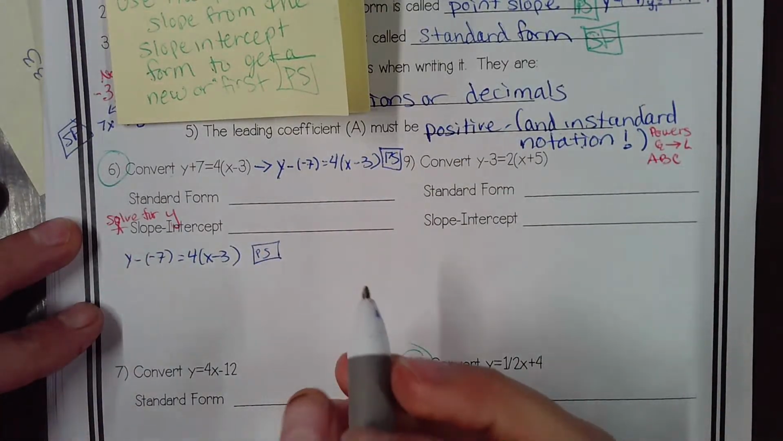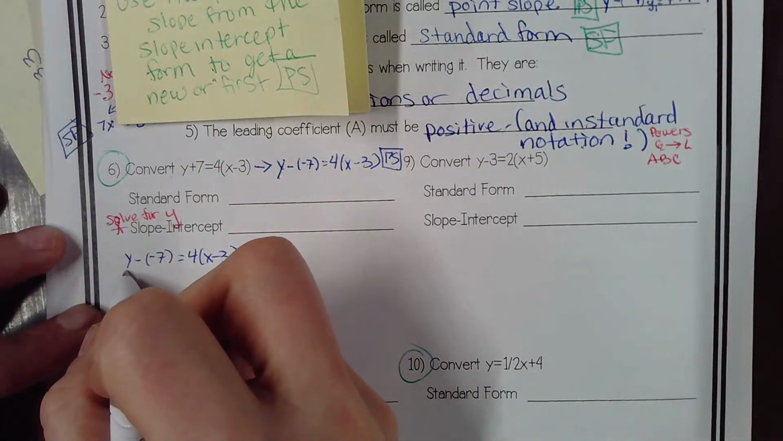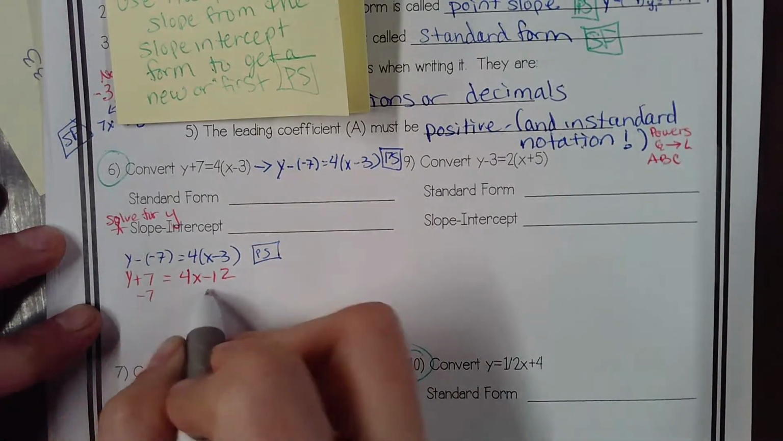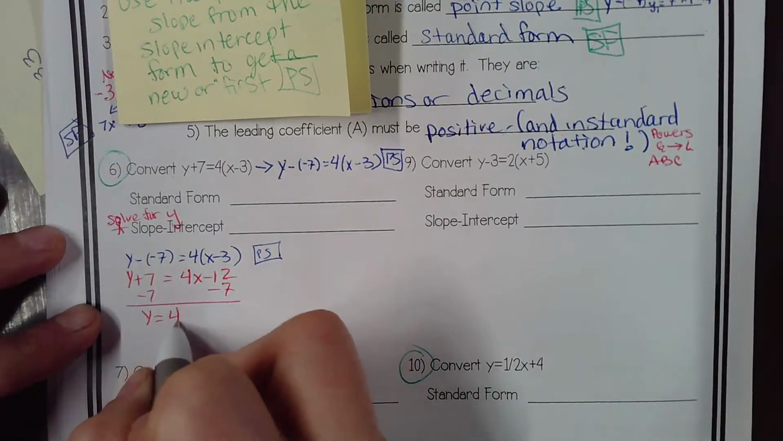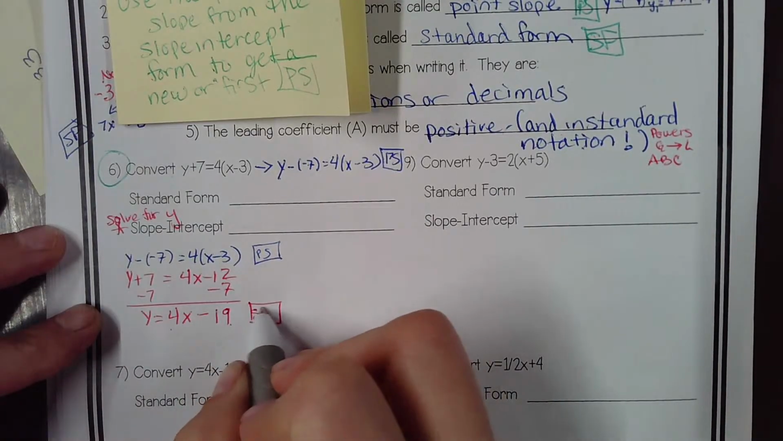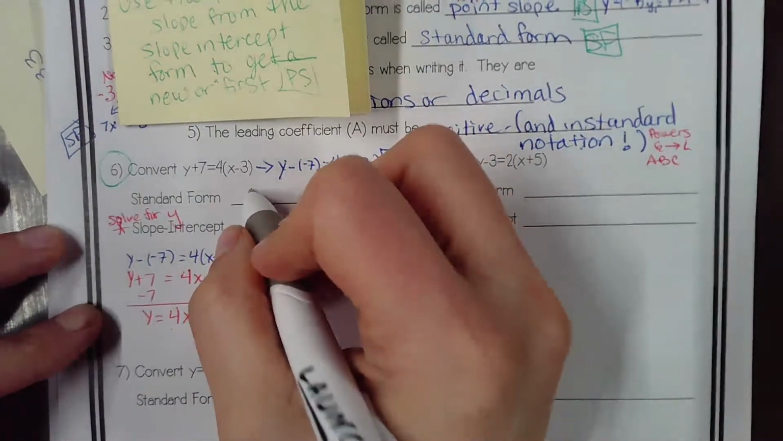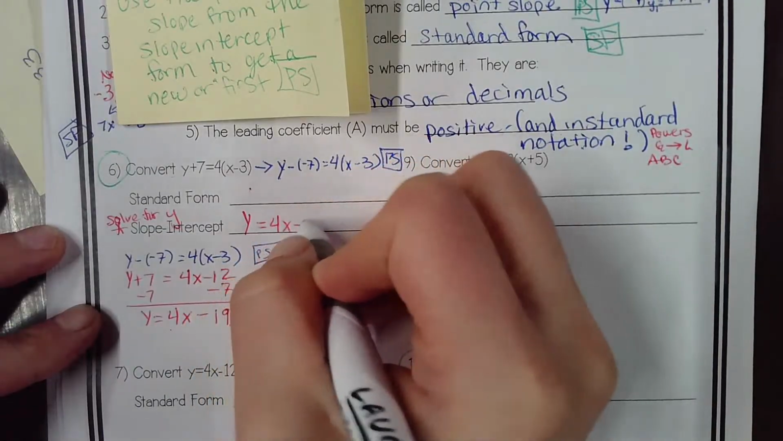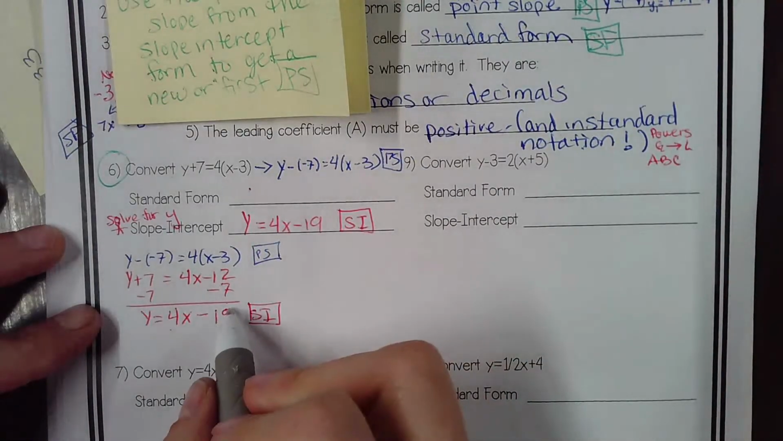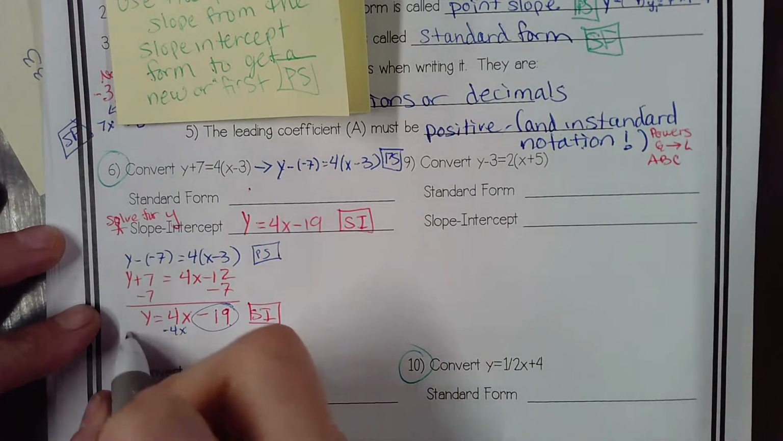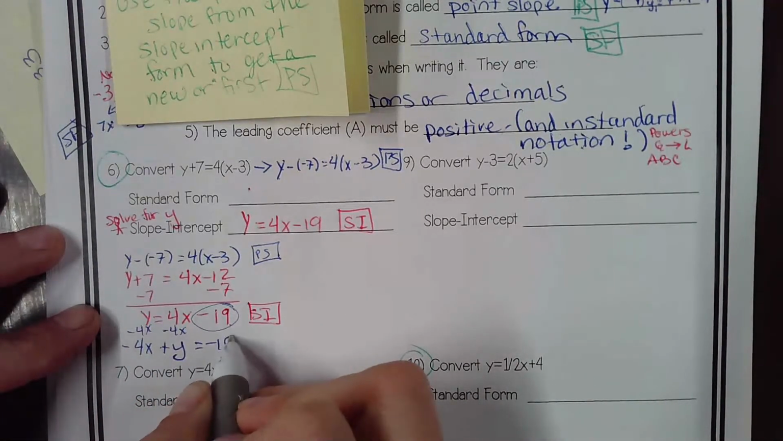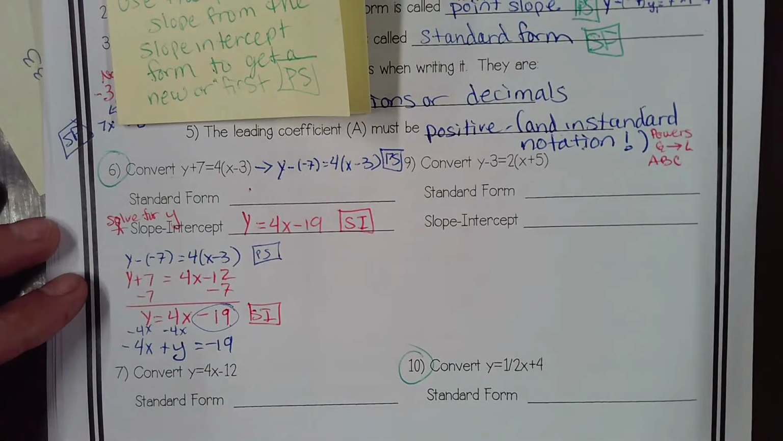I'm going to isolate y. So I get y plus 7 equals 4x minus 12. Subtract 7. Y equals 4x minus 19. X is before constants. This is now slope-intercept. Standard form says I have to isolate the constant. That's right here. So I'm going to subtract my 4x. X is before y's. This is not in standard form yet.